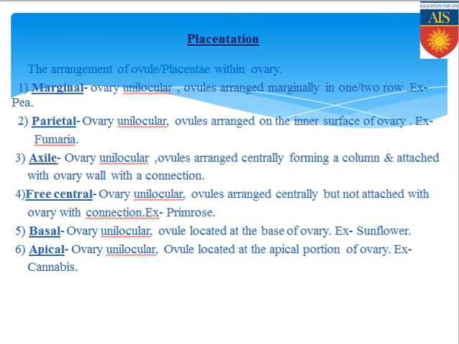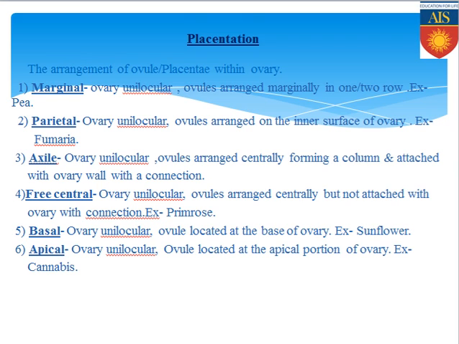Coming to the next point, that is the placentation. Placentation is actually the arrangement of the ovule or the placenta within the ovary. So for that reason that is commonly known as placentation. Keep it in your mind. First is marginal placentation. Marginal placentation is where the ovary is unilocular, that is single chamber containing, and ovules are arranged marginally in one or two rows. Keep it in your mind. So the example is pea. So that is the marginal placentation.